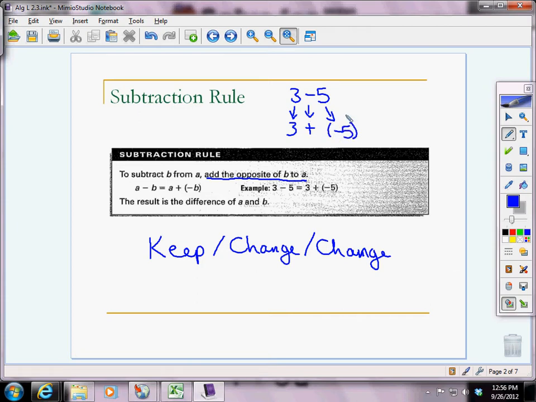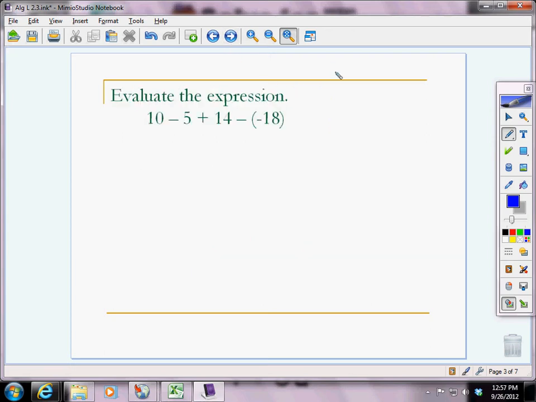Now if it's already addition, you don't want to change it. It's only when it's subtraction. So again, keep, change, change helps us to remember that. If you look at this expression here that says evaluate, whenever we see the word evaluate, we know we have to get an answer. Do I know you can type this into your calculator and get the answer? Yes. But again, you need to practice changing subtraction to addition, because when we start dealing with variables, you can't type those into your calculator.